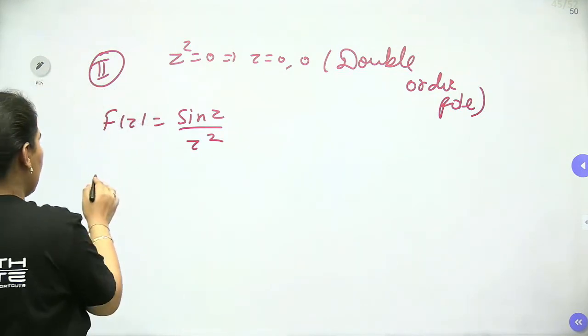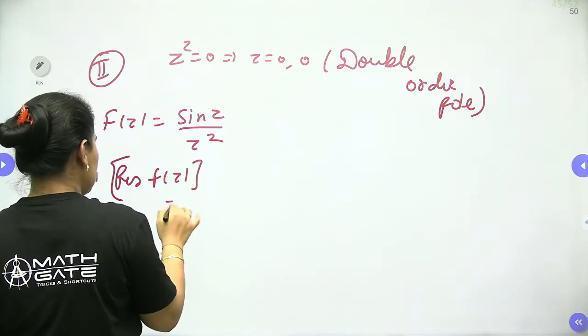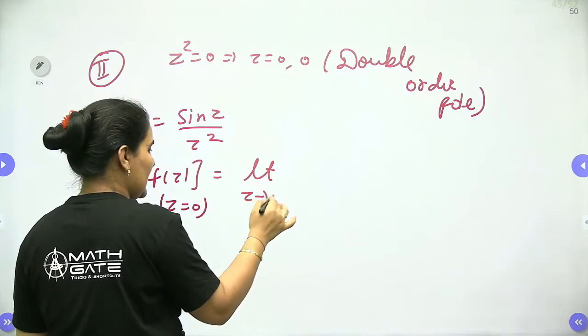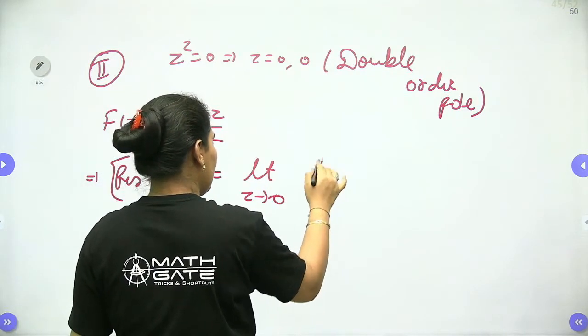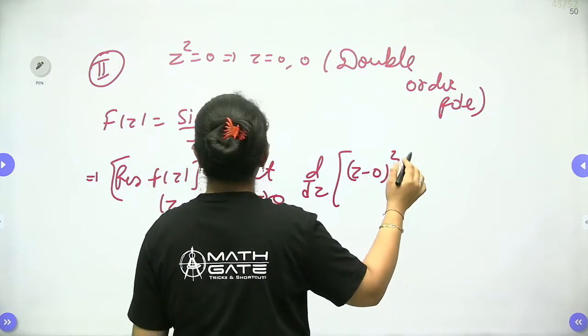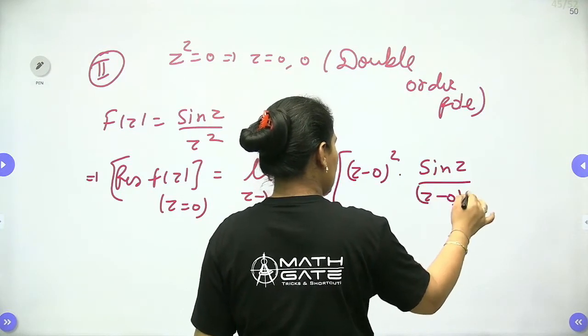Let me show you, right? So we know that the residue of f of z at z equals 0, when we have a double pole, will be the limit as z tends to 0 of d by dz of (z minus 0) square times sin z, divided by (z minus 0) square.